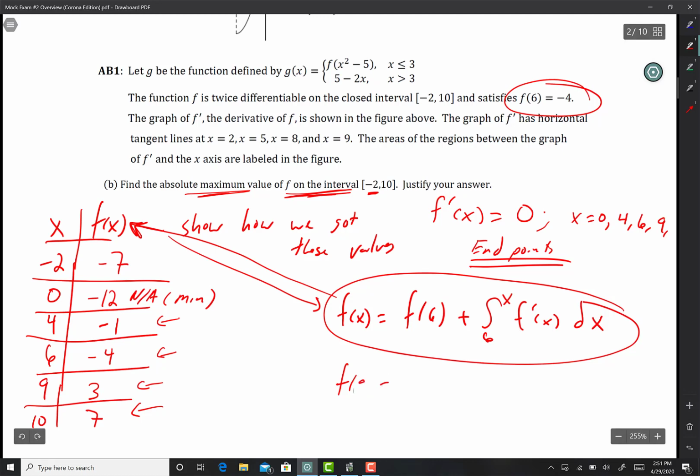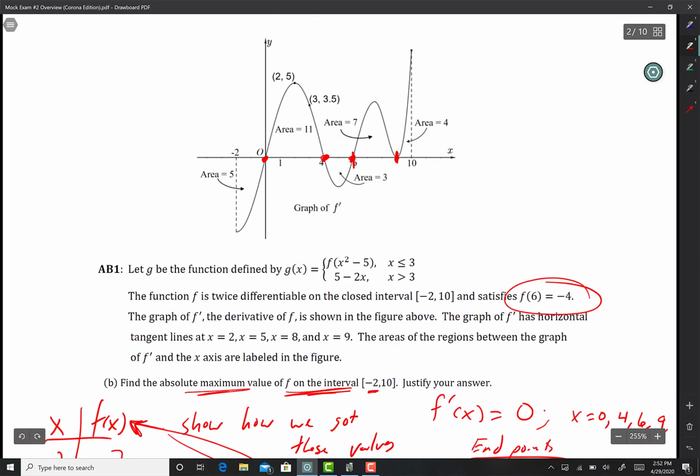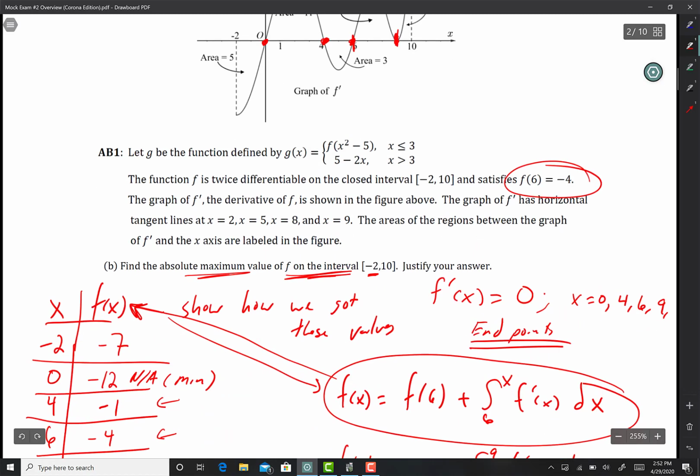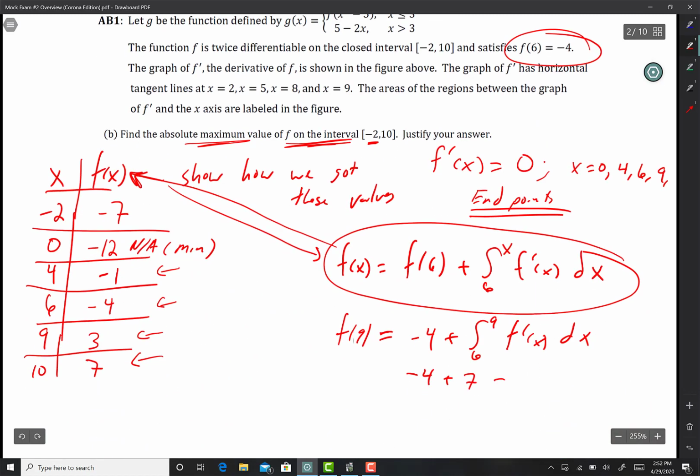I'm really not writing super awesome. f of 9 equals f of 6, which was -4, plus the area under the curve from 6 to 9 of f prime of x dx. Well, -4 plus the area from 6 to 9, here's 6, here's 9, that's 7. So I went -4 plus 7, and that gave me 3. See?